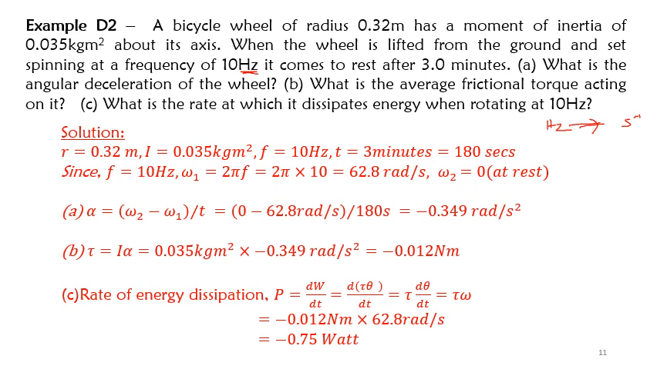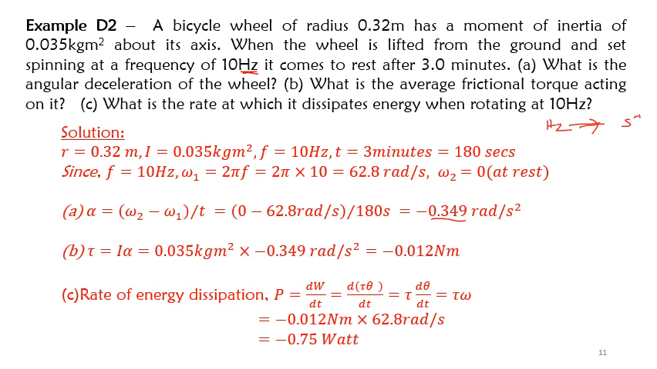Okay, so what's the acceleration? You know this formula. You have t, you have omega 1, you have omega 2. So you know the right formula just comes to mind. That's your angular acceleration, alpha, equals omega 2 minus omega 1 divided by t. You substitute: 0 minus 62.8 radian per second over 180 seconds, and your answer will be minus 0.349 radian per second squared. A negative value shows that it is not accelerating, it is decelerating. So the deceleration is 0.349. That minus sign shows that it is decelerating.